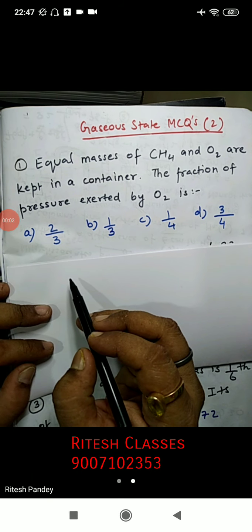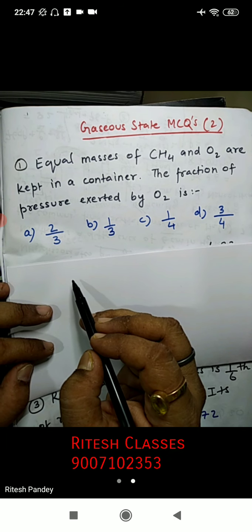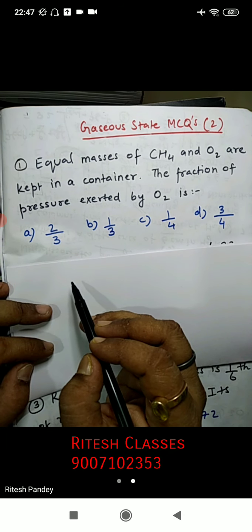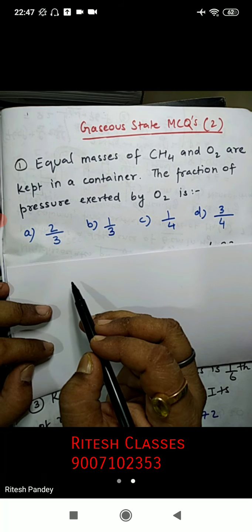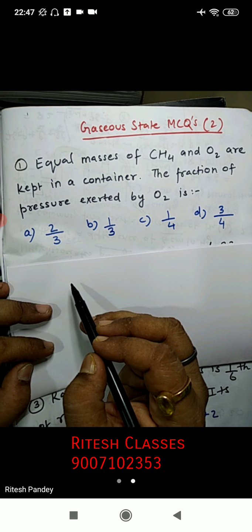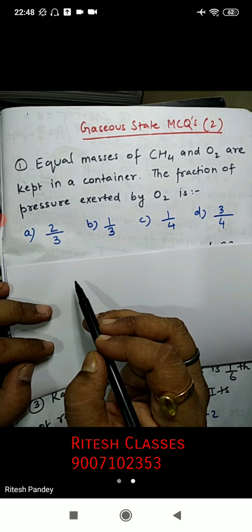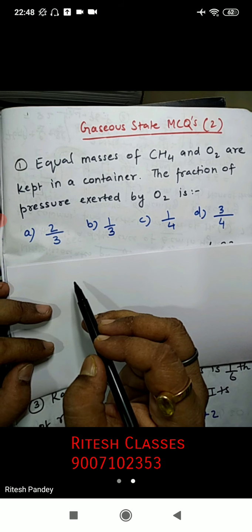Hello everyone, in this video we'll be solving some basic elementary MCQs from gaseous state. Most of these questions are real exam questions and are based upon Graham's law of diffusion, Dalton's law of partial pressure, PV = nRT. Once you see the theory and know the basic results, these questions would not be very challenging.